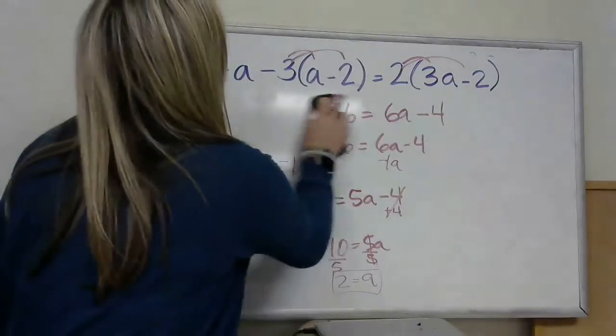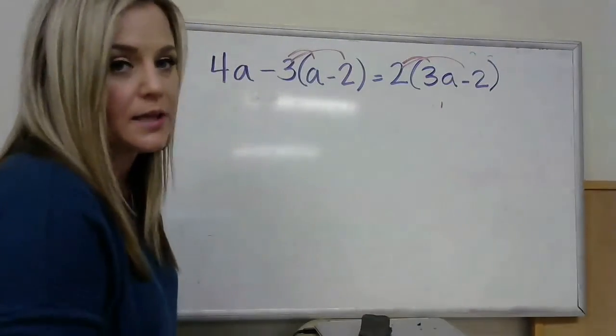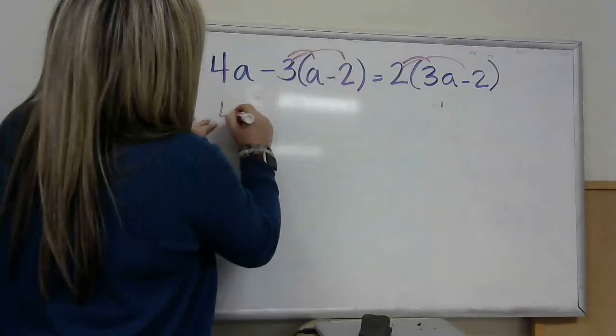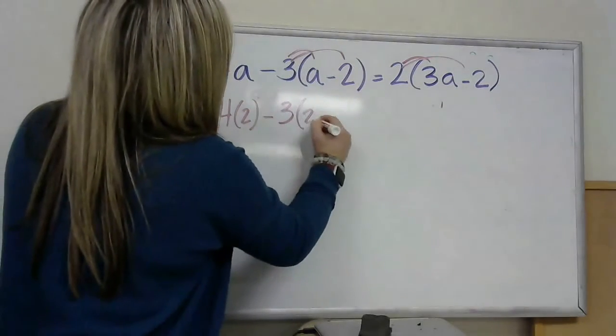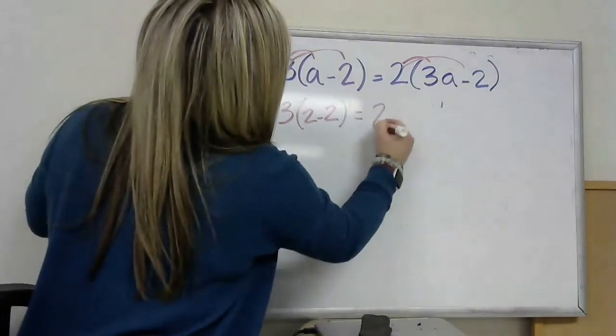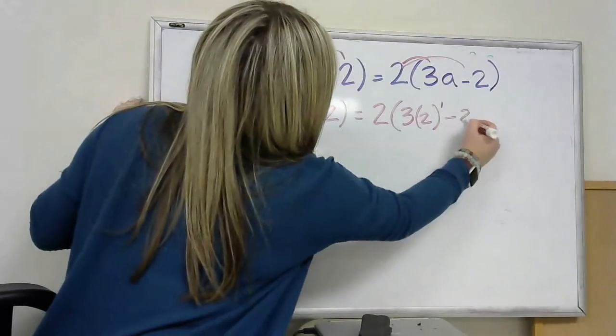So we can do that real quick. I'm just going to show you. It does not take you 3 seconds of your life to check this. So let's do 4 times 2, because that's what we got, minus 3 times (2 minus 2) is equal to 2 times (3 times 2 minus 2).